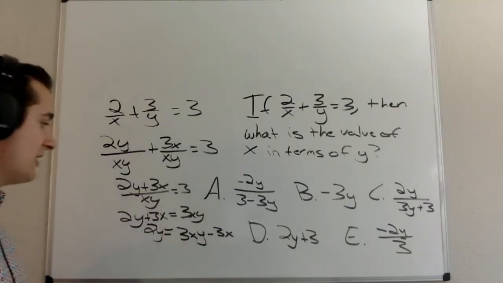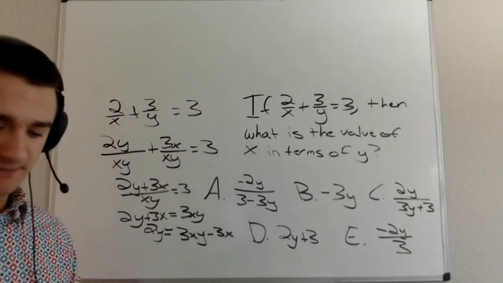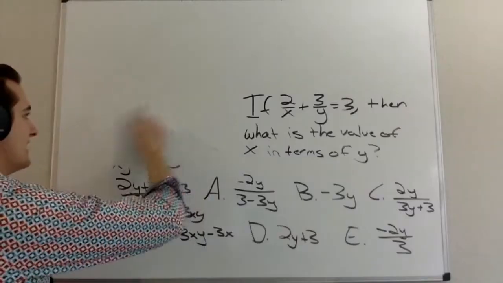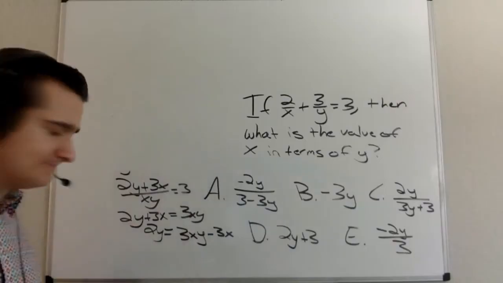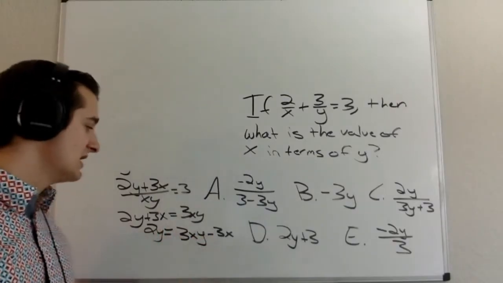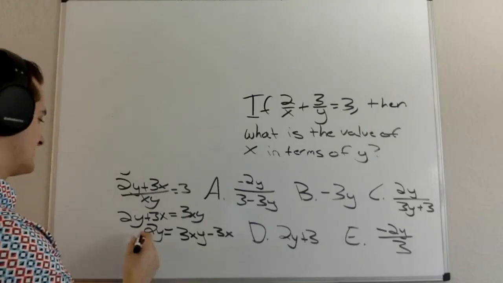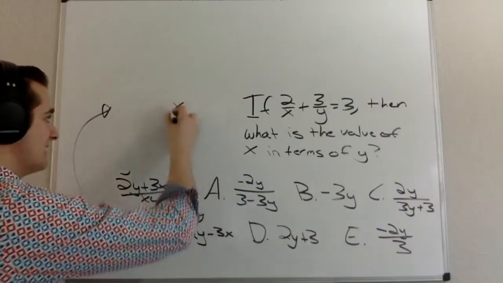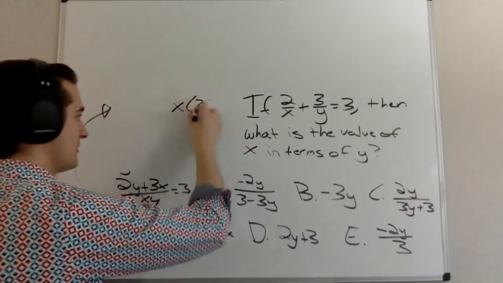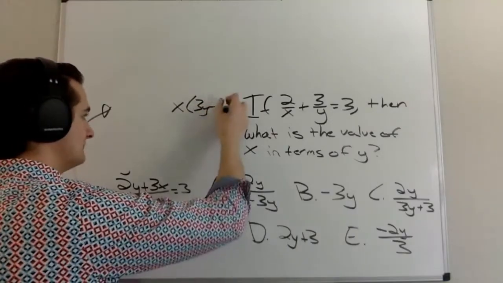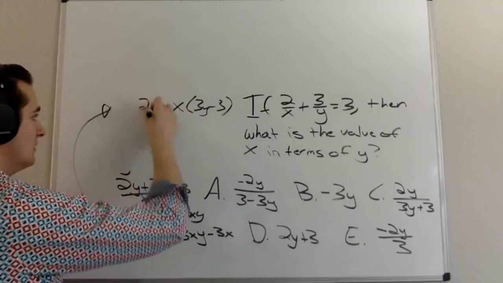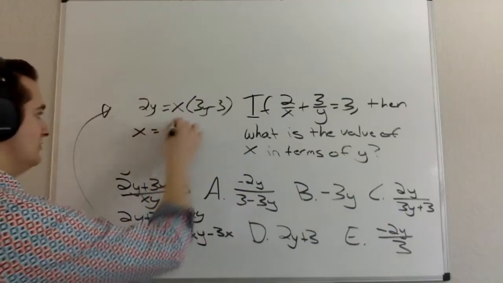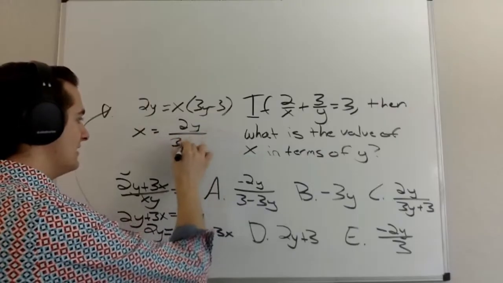From here, let me go ahead and erase this top part of the board to give myself a little bit more room. But from here, again, I'm looking to isolate x. Well, I can isolate x by factoring out an x. So I'm going to bring this up here, and I can factor out an x from the left side of my equation and say x times 3y minus 3 is going to be equal to 2y. From here, of course, I can say that x is equal to 2y over 3y minus 3.